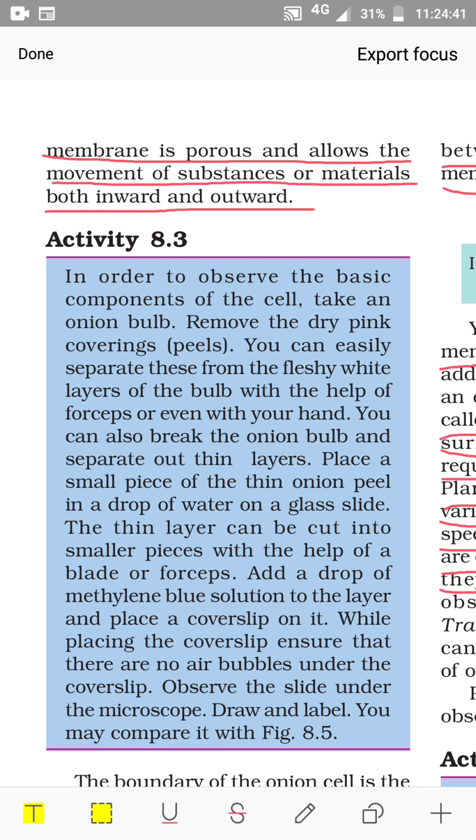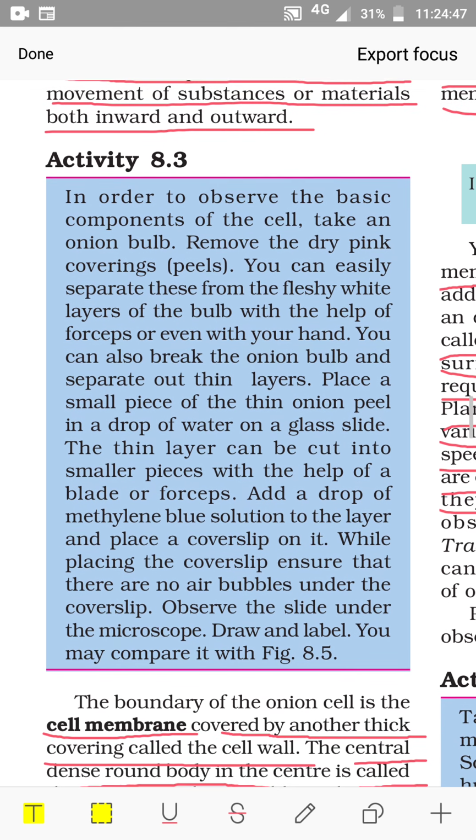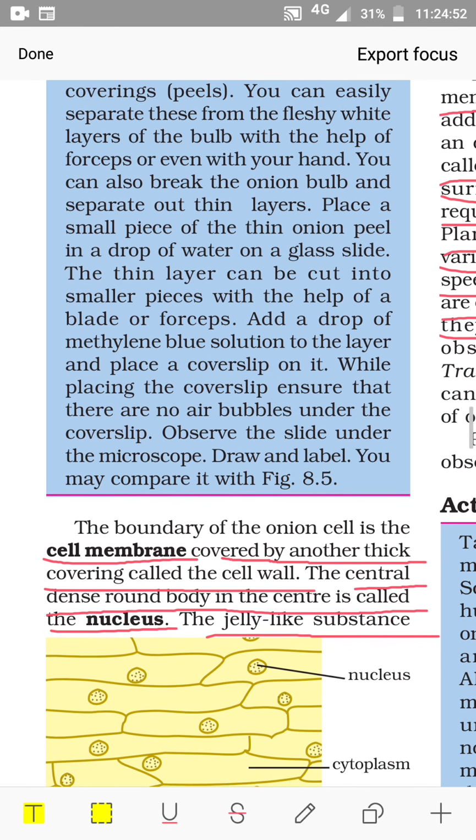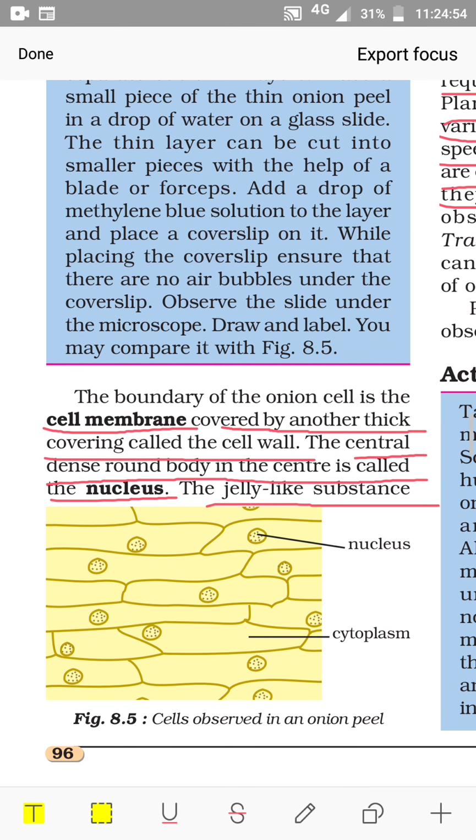It also protects the inner content of the cell. So these are the functions of the cell membrane or the plasma membrane. Now to see the parts of the cells, right now I have told the basic three components of the cell or the parts of the cell: cell membrane, nucleus and the cytoplasm.